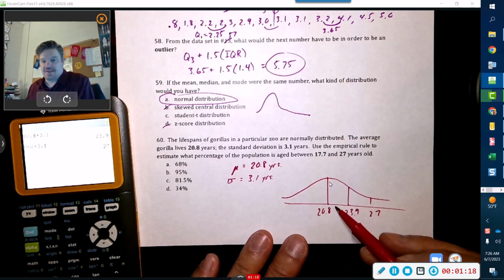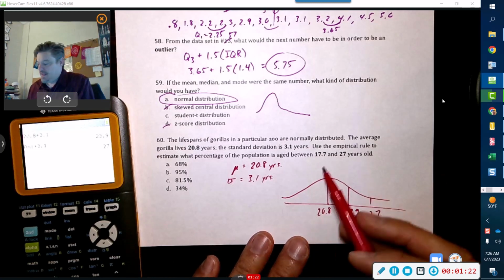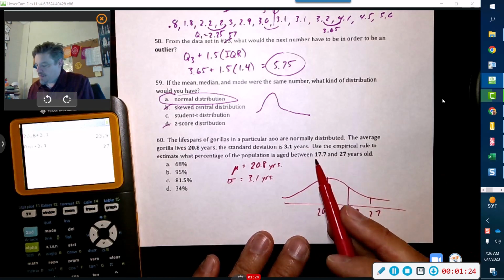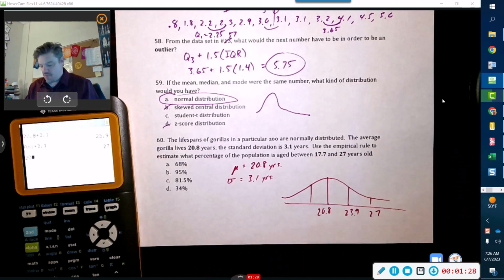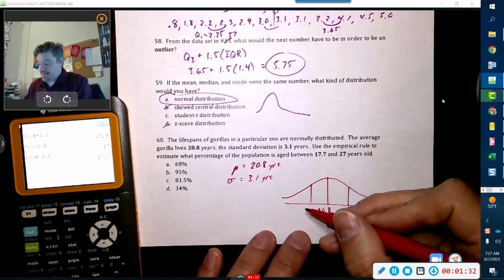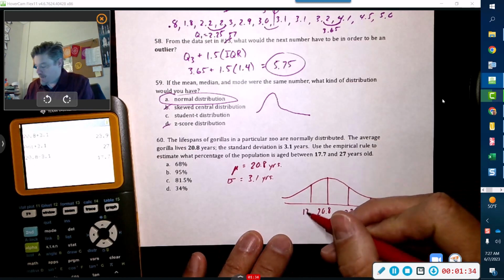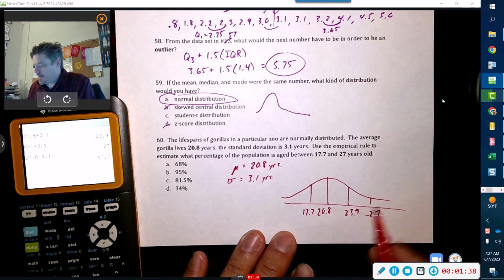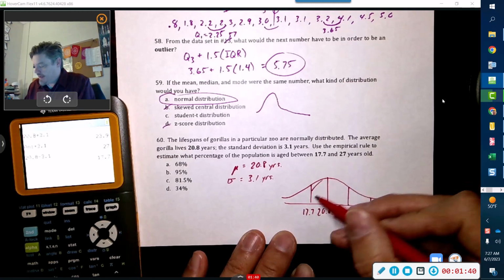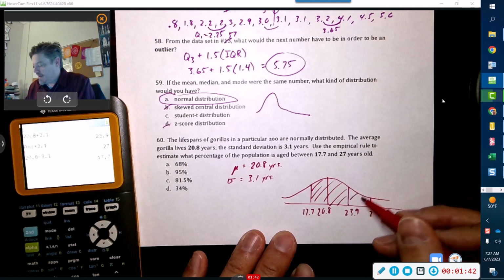So it looks like we're 2 standard deviations away from the mean on the right side, and then we're going to go 17.7. Let's see if that takes us there. 20.8 minus 3.1, and that is 17.7. So what we're looking for is in between here, here, and here. So we've got these 3 right here.